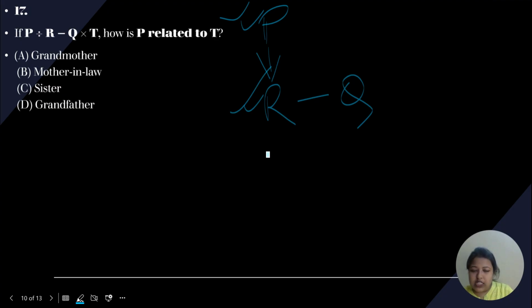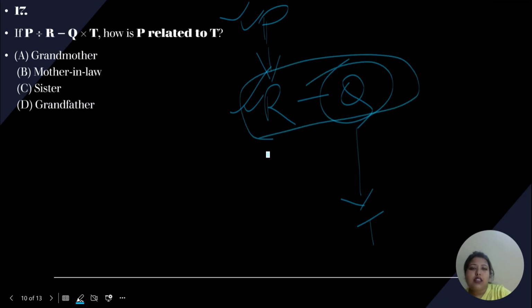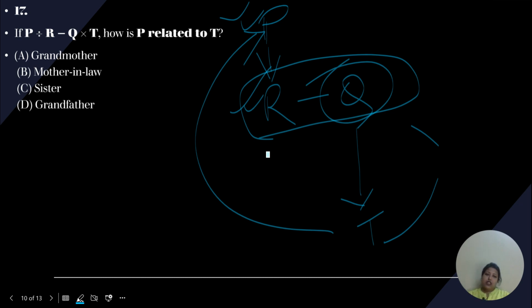Q into T, Q is the father of T. Now, see, we have got it over here, T. Q is also a man, they are both brothers and their mom is P. Q's daughter is T. Now how are P and T related? Grandmother. P is the grandmother of T.